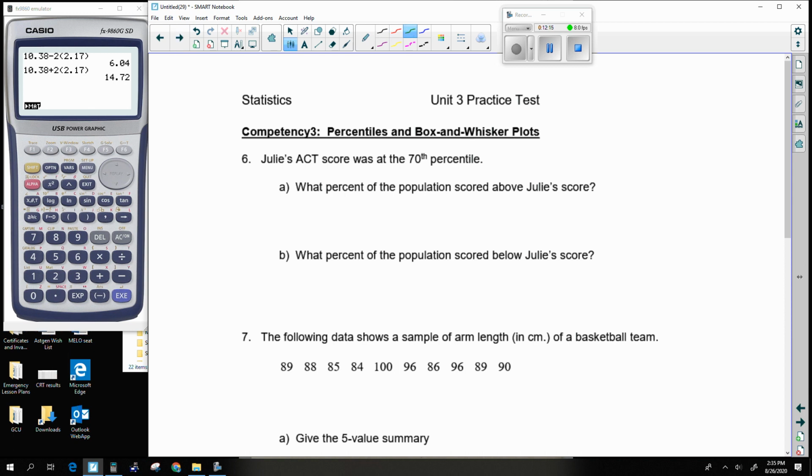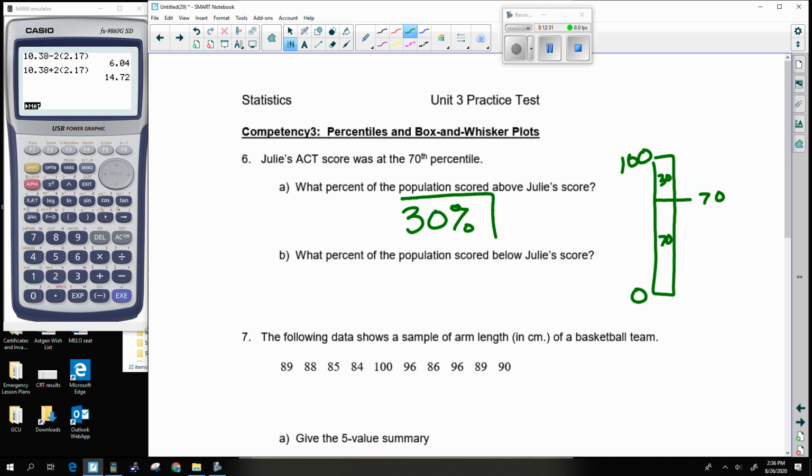Percentile is kind of like a measurement of like 0 to 100. And we see that Julie is in the 70th percentile, so that means 70 below, 30 above. How many are above? 30. How many are below? 70.